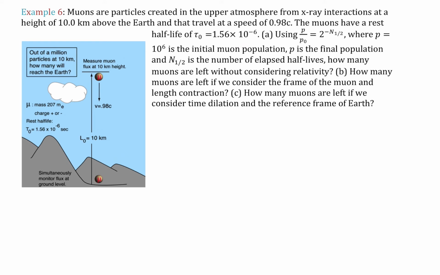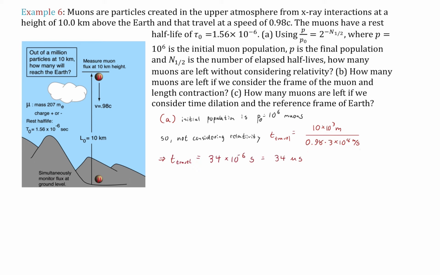And so how many muons are left without considering relativity? If we just naively ignore relativity, which we shouldn't, since the velocity is that great, how many muons would we expect to actually survive when they get down to Earth's surface, coming from that upper atmosphere? So we'll start with an initial population of 1 million muons. Not considering relativity, the travel time would just be the 10 kilometers divided by the speed of the muons, which is 98% the speed of light. And so that means the travel time would be 34 microseconds.